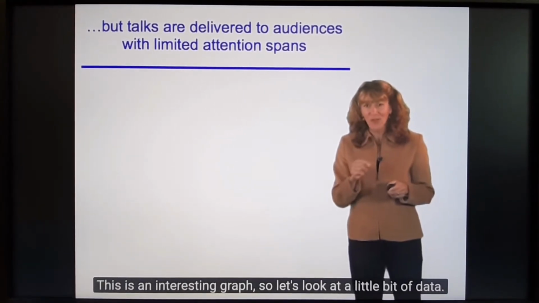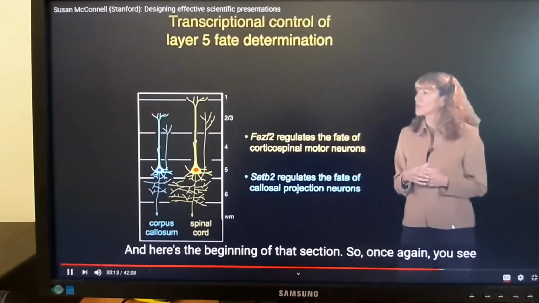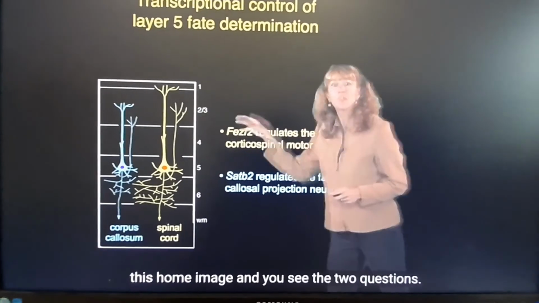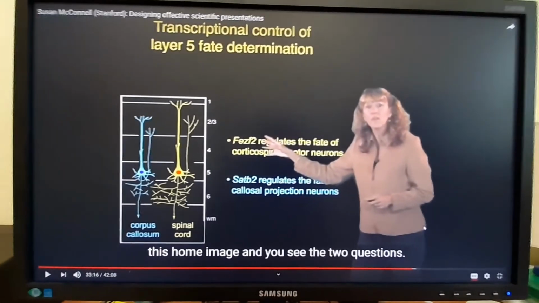This is an interesting graph. So let's look at a little bit of data. This is a plot of that section. Okay, sorry about that. You see this home image. Yeah, sorry about that. She was just talking about attention span and things like that, but you don't need to know that.